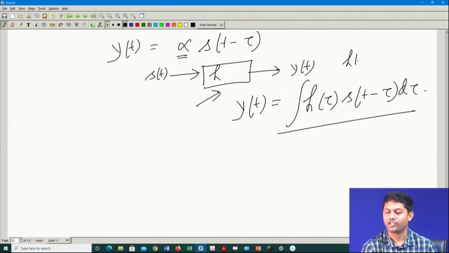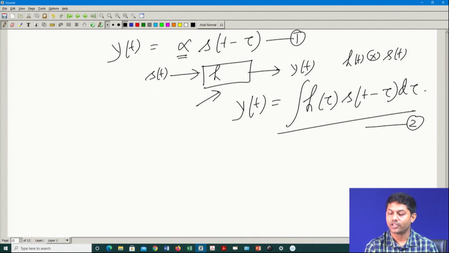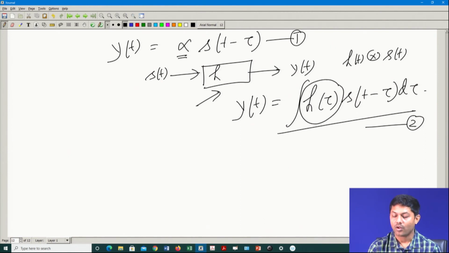So it means that h(t) convolved with s(t), I will get y(t). This is the convolution equation. Let us say this is my equation number 2 and this is my equation number 1. Originally this is how it should be, but this is what I am receiving. Then what should be my h(t), or h(tau) whatever, such that when I put this into this equation I get equation number 1?